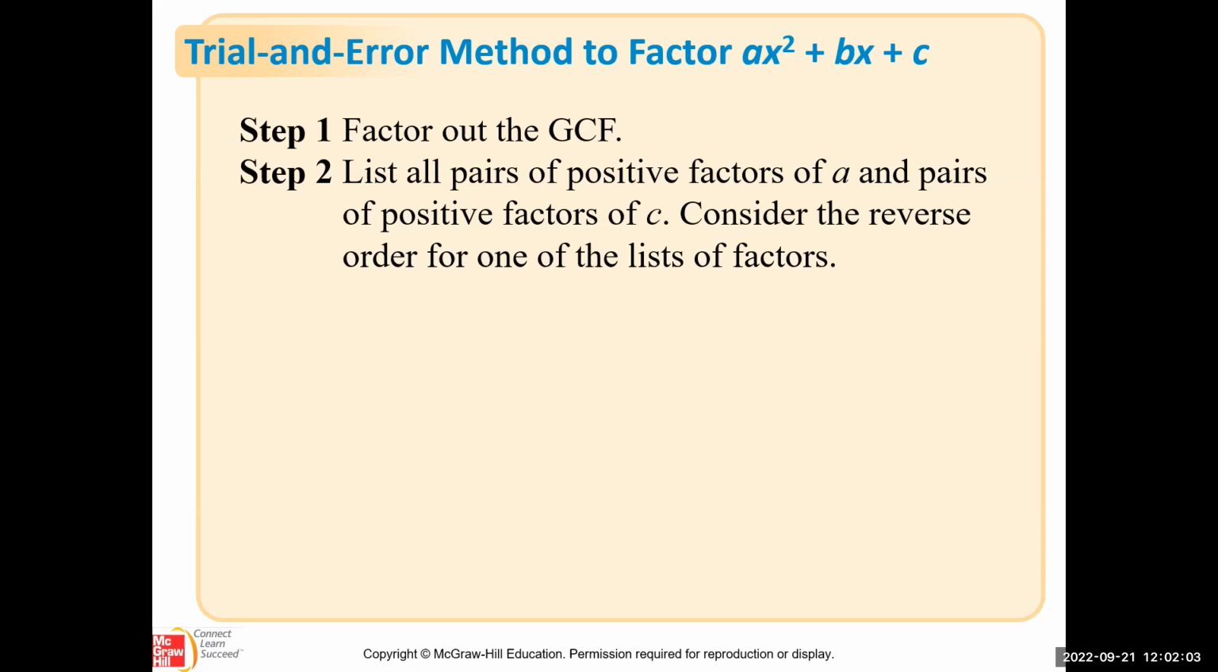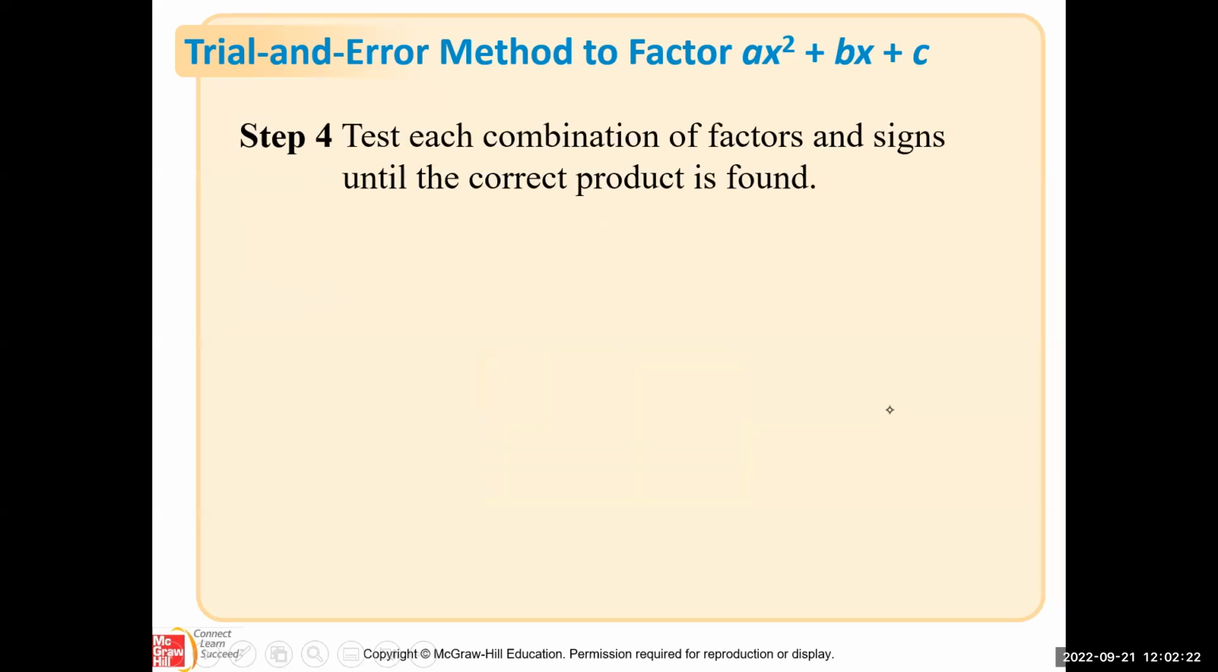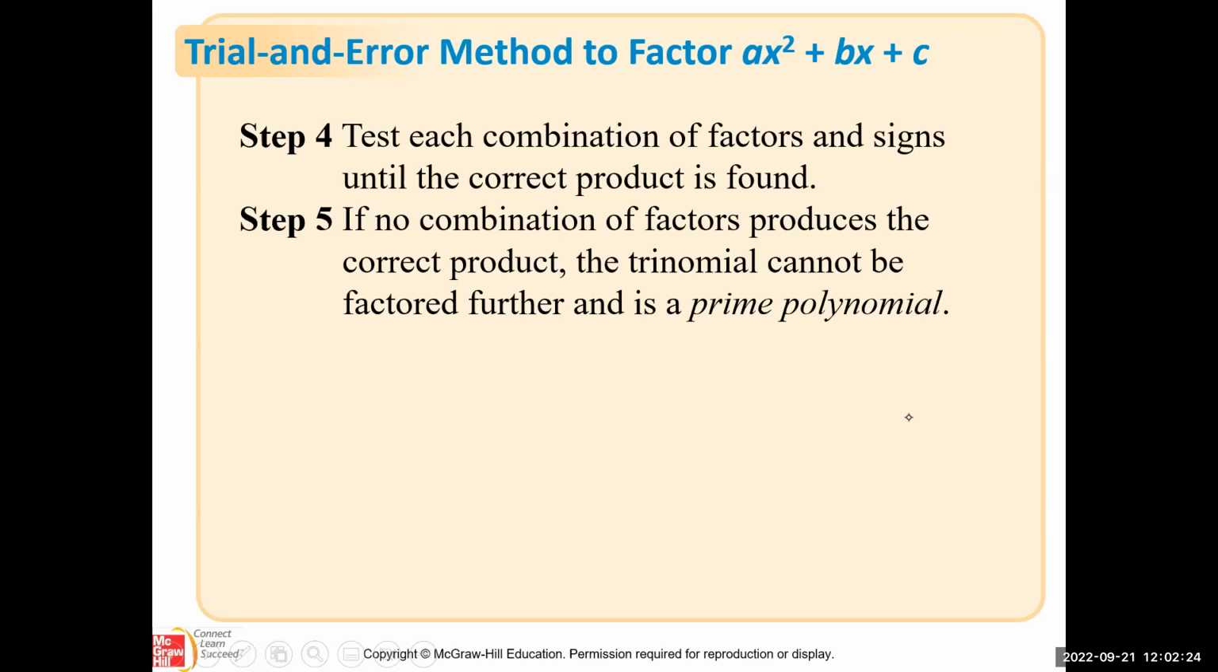And then once you do that, what you're going to consider is which one of those will add up to B. And so when you factor it, right, you list the factors of A, you list the factors of C, and then you sort of put them in this order. So the A factors go first in the parentheses, the C factors go second in the parentheses. And then what you're looking for is the combination that'll give you the value of B.